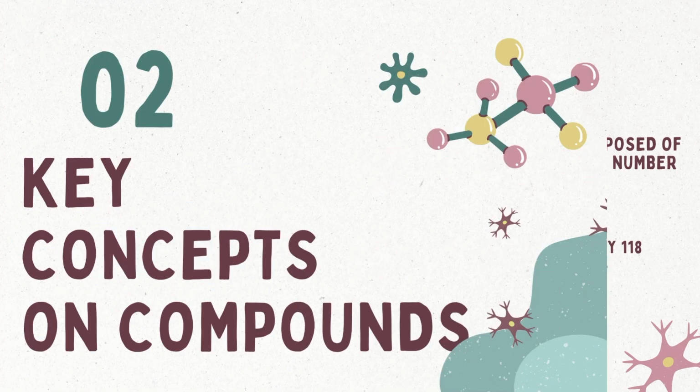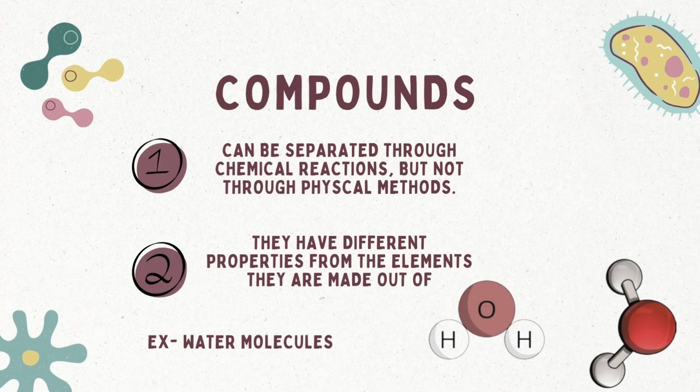Number 2. Key concepts of compounds. They can be separated through chemical reactions, but not through physical methods. They have different properties from the elements they're made out of. For example, water molecules. Water has different properties than oxygen and hydrogen, which are the elements that make water.